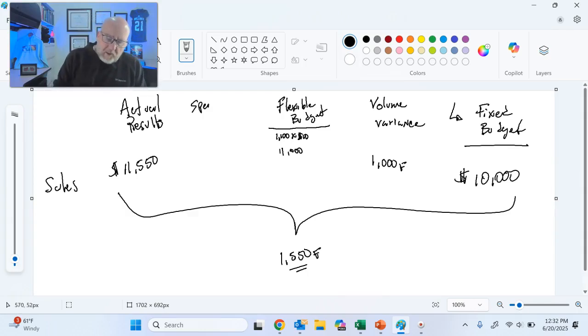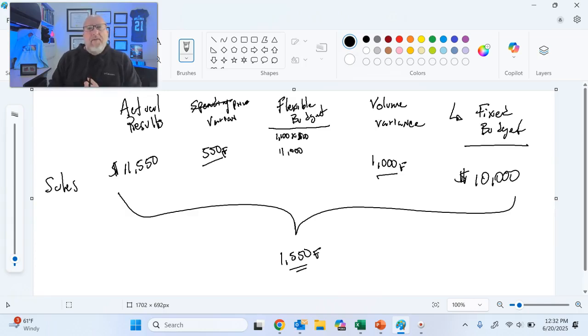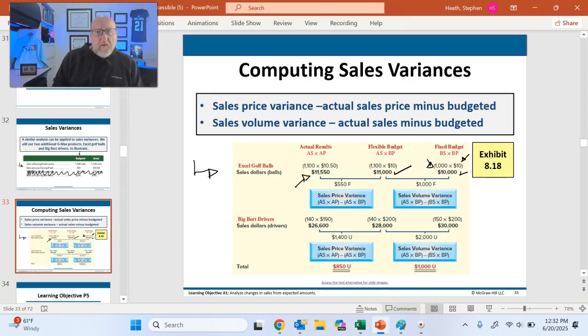Then we can call this the spending variance or the price variance. Maybe I'll call it the price variance. And that is going to be 550. Again, favorable. And so now we know that we exceeded our budget by 1,550. 1,000 of it has to do with the fact that we sold more units, volume variance, and 550 relates to the fact that we sold at a higher price. That's really powerful stuff, in my opinion.